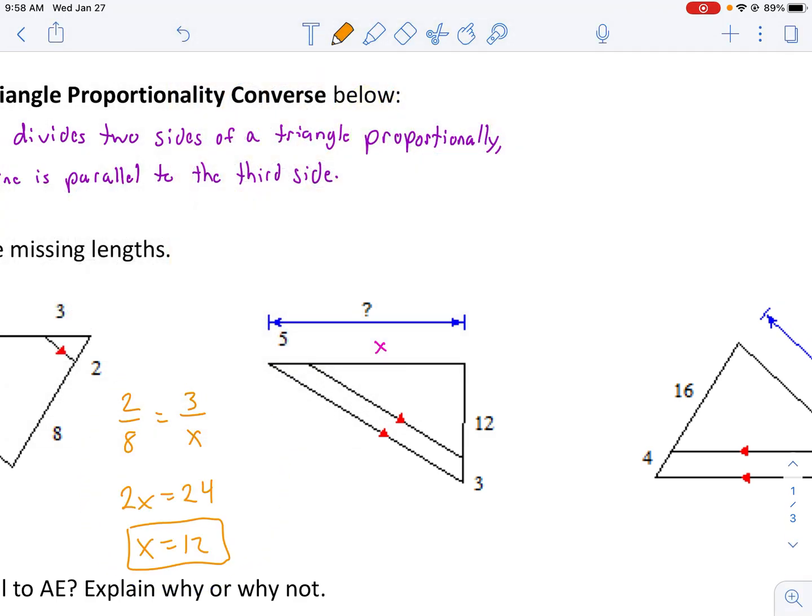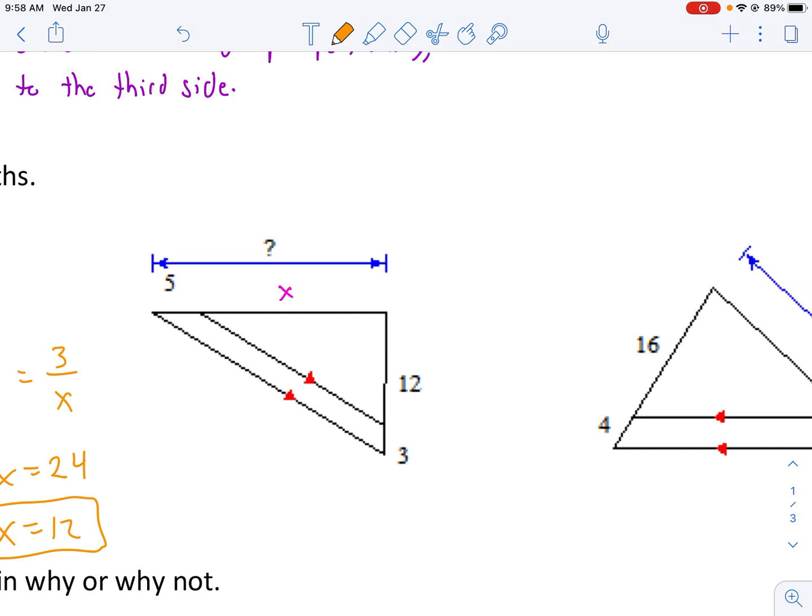All right, over here, similar thing. The whole thing is question mark, which I'm trying to find. So I'm going to find x first and then add it to 5 to get the whole question mark length. So we can say that 5 over x is equal to 3 over 12. Like this little side over this side is equal to this little side over this side. Cross multiply, and you get 60 equals 3x, so you get x equals 20.